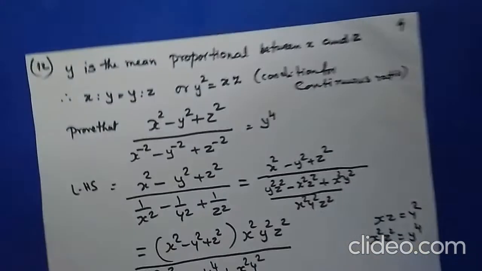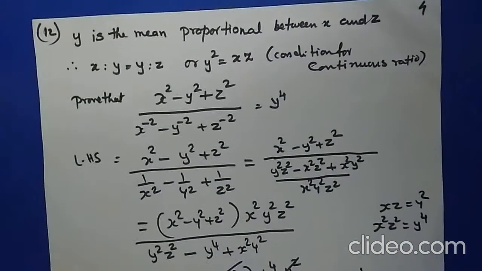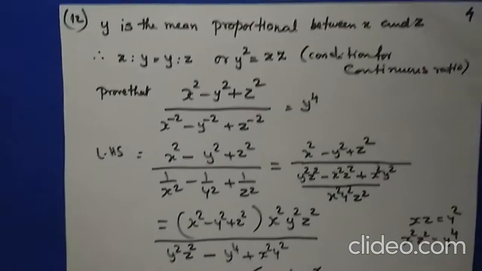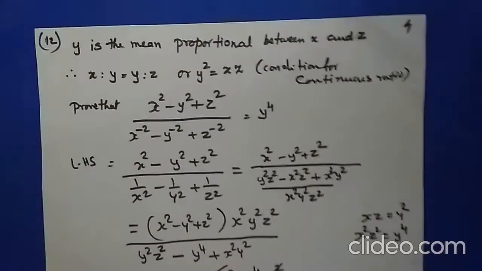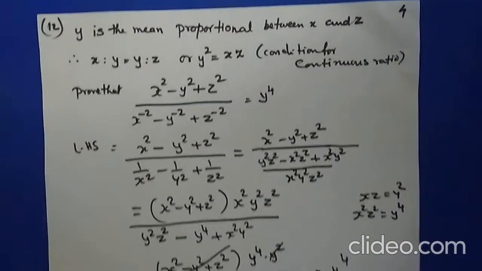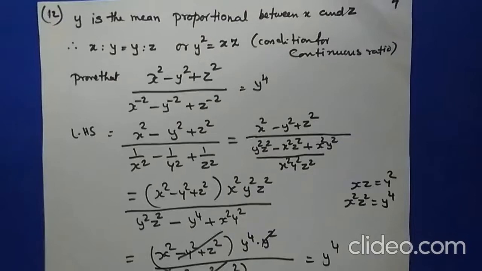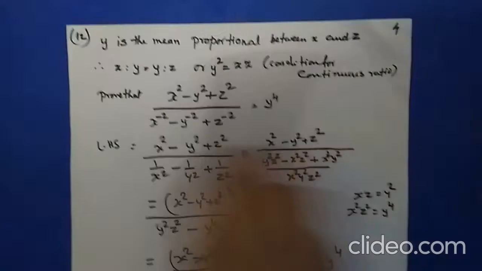Come to the question number 12. Y is the mean proportion between x and z. So immediately how to write: x ratio y is equal to y ratio z. Y squared is equal to xz. Always it is like that. It is the continuous proportion.